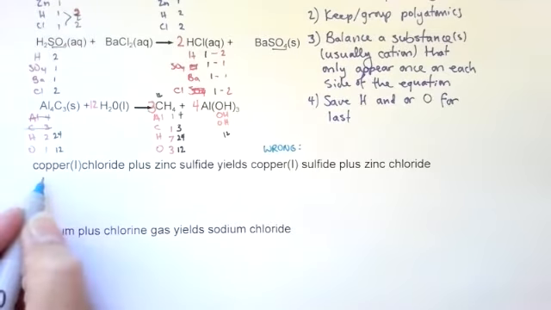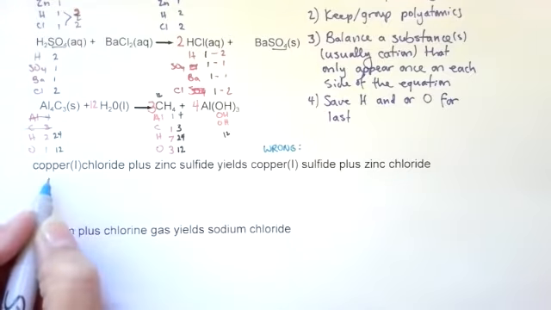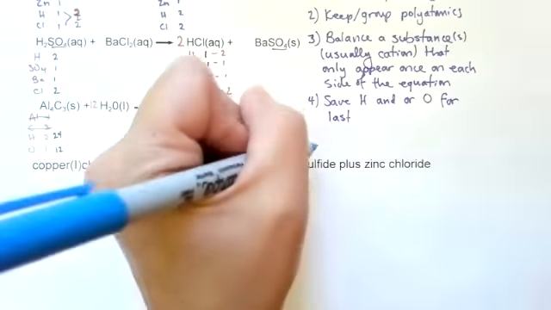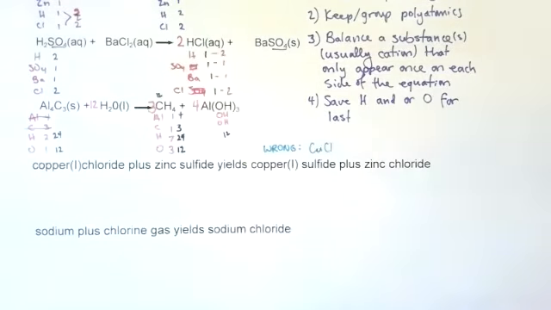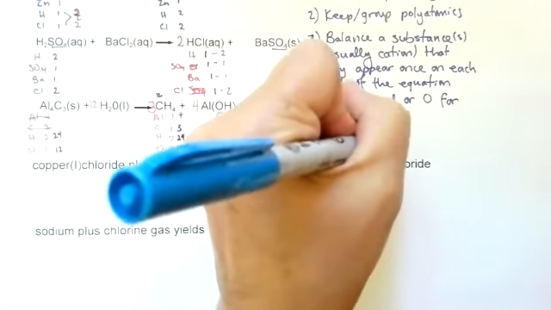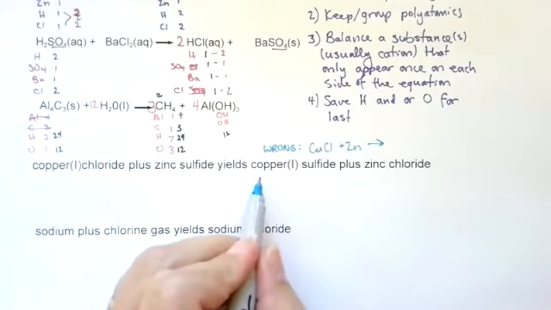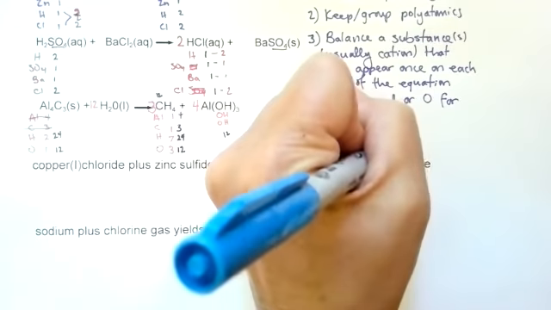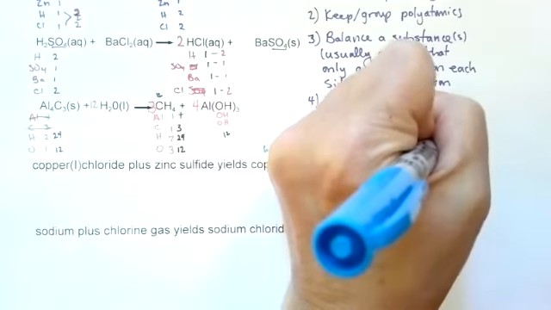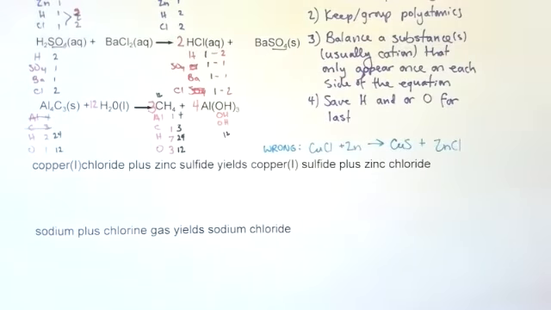So I start to read this and I write my equation as I go. And this is what students do, even if they don't do it on a regular basis, at least part of the time. They say copper 1 chloride. Okay, that's going to be CuCl. And I'm going to add to that zinc, and that's going to make copper 1 sulfide. So that's going to be CuS plus zinc chloride is going to be ZnCl. And everything's balanced and everything's good.